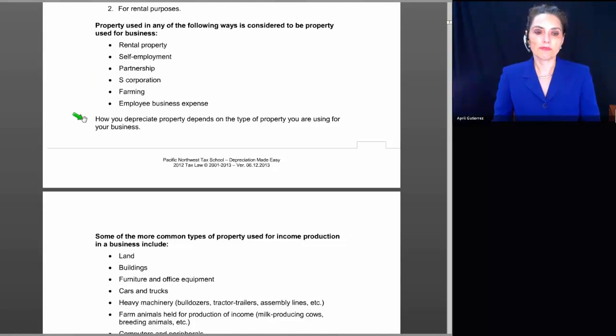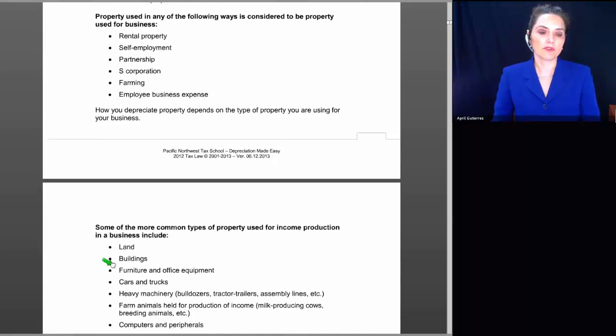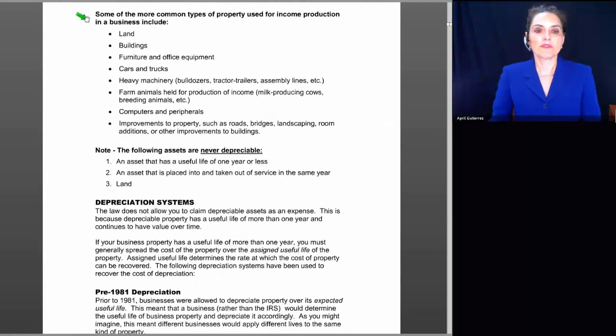How you depreciate property depends on the type of property you are using for your business. Some of the more common types of property used for income production in a business include land, buildings, furniture and office equipment, cars and trucks, heavy machinery such as bulldozers, tractor trailers, assembly lines, etc. Farm animals held for production of income, such as milk-producing cows and breeding animals, etc. Computers and peripherals. Improvements to property such as roads, bridges, landscaping, room additions, or other improvements to building.